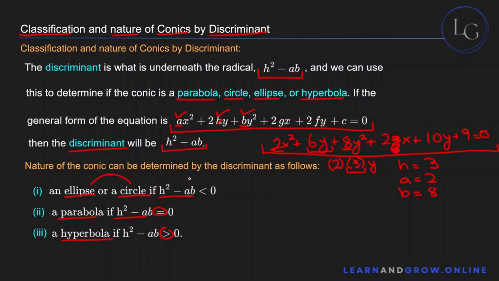Now let's find the discriminant. The discriminant is h square, so 3 square, minus a into b, 2 into 8. So this is 9 minus 16, which is equal to minus 7. And minus 7 is less than 0. So it's either an ellipse or a circle. So in this particular example, it's either an ellipse or a circle.